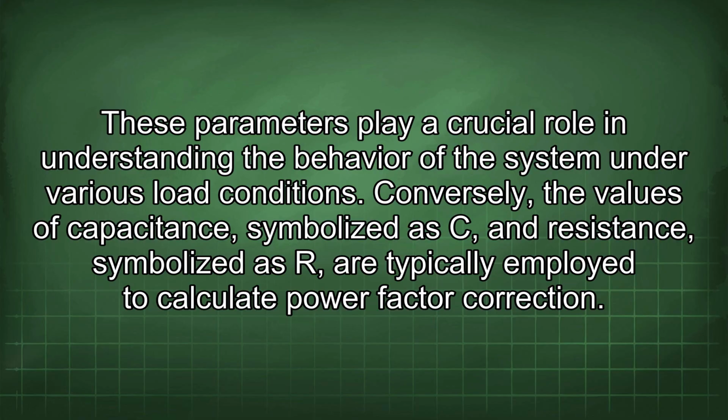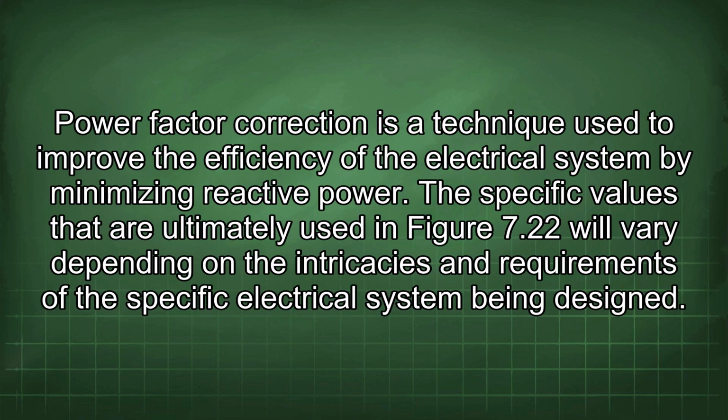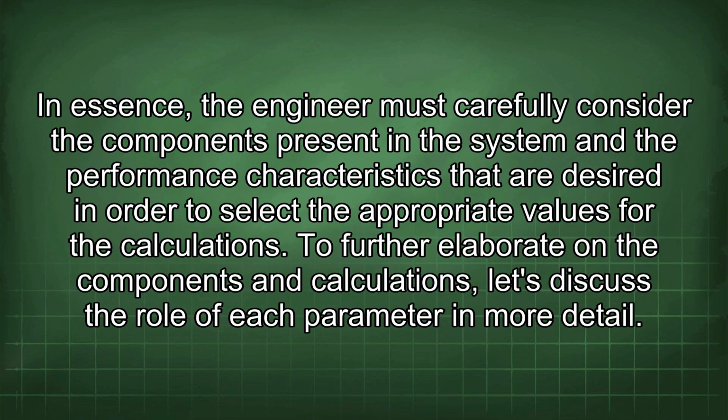These parameters play a crucial role in understanding the behavior of the system under various load conditions. Conversely, the values of capacitance, symbolized as C, and resistance, symbolized as R, are typically employed to calculate power factor correction. Power factor correction is a technique used to improve the efficiency of the electrical system by minimizing reactive power. The specific values that are ultimately used in figure 7.22 will vary depending on the intricacies and requirements of the specific electrical system being designed. In essence, the engineer must carefully consider the components present in the system and the performance characteristics that are desired in order to select the appropriate values for the calculations.